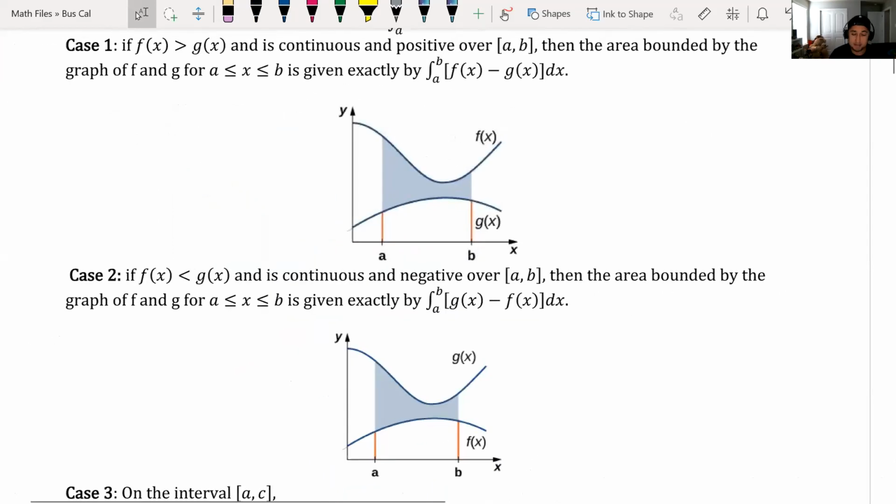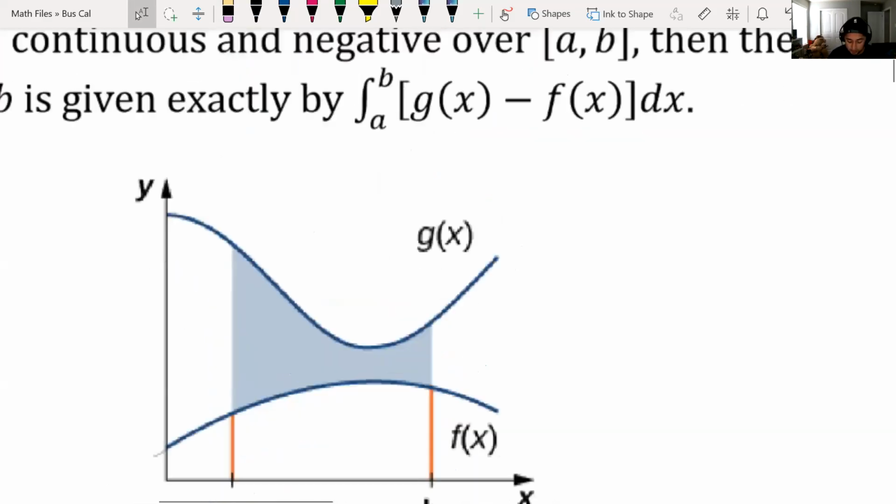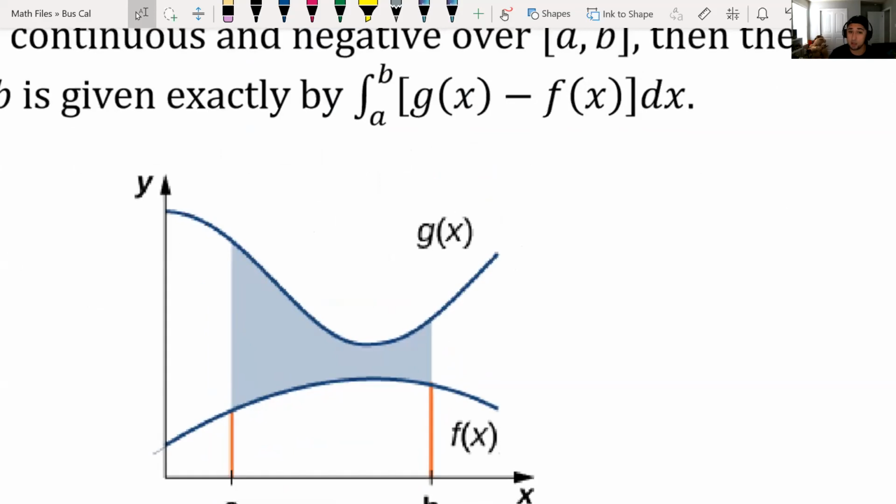Okay, case two says if f of x is less than g of x, meaning that if the graph of g of x is above f of x, then we will use this formula, the integral from A to B of g of x minus f of x. And this works if g of x is above f of x, as you see by the graph below.